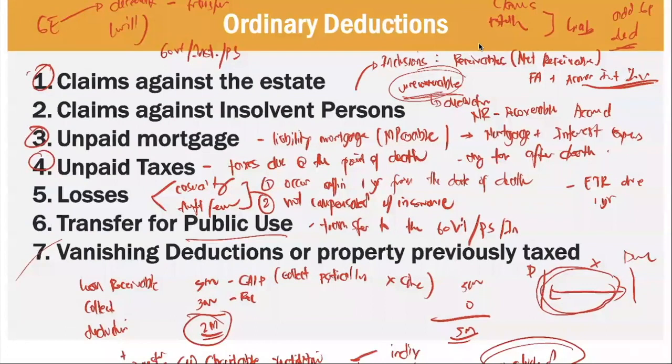Transfer to the government or to the full political subdivision of that government or an instrumentality of that government. Last, we have your vanishing deductions or property previously taxed. What is this vanishing deduction or property previously taxed? So there is a property that is already taxed by a succession or by a donation, and then subsequently you will again tax it. Okay.